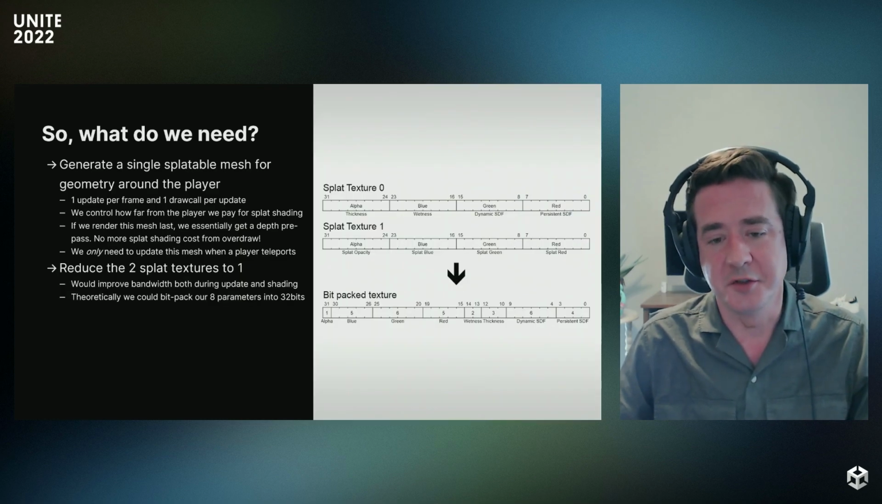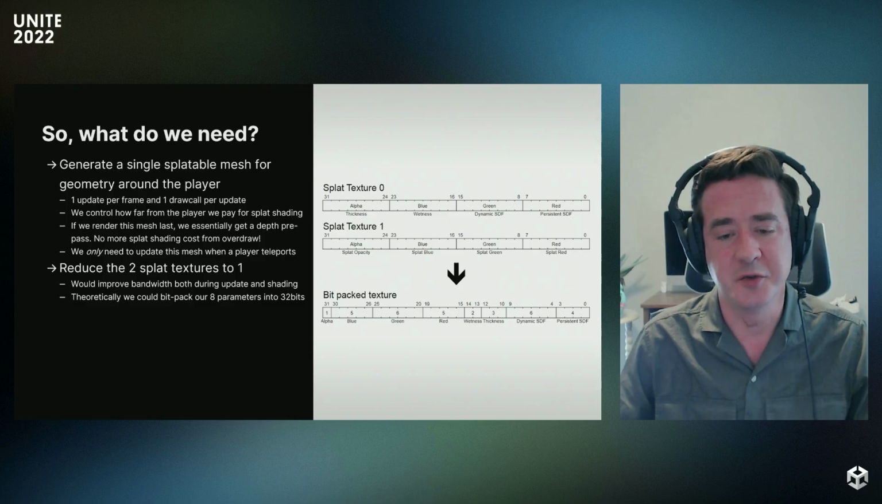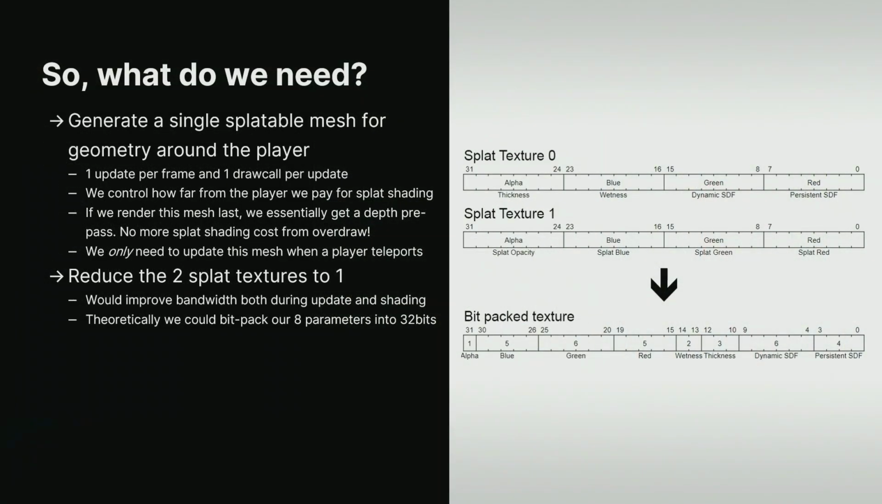Ideally, also, we could reduce the 2 splat textures to 1. This would improve bandwidth both during update and shading. And theoretically, we could bit pack those 8 parameters into 32 bits. There's an example on the right of how we could potentially do that.